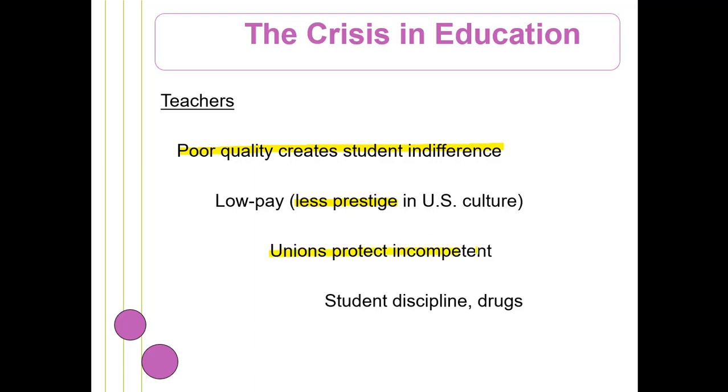We also know that unions, as part of what they're tasked to do, protect their workers. Well, they could also potentially protect incompetent or low quality teachers from losing their jobs, and so that would continue to sustain poor teacher quality.